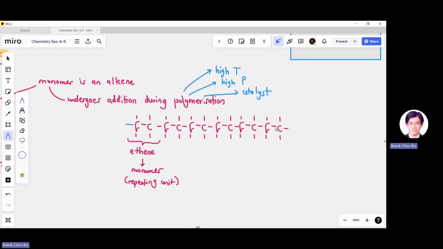Now, of course, it's not going to stop there. This is too short to be a polymer. It's going to be at least thousands of carbons long, at least. And you got to know the name. So this guy, the name is very simple. You add the word poly in front. So it's called polyethylene.